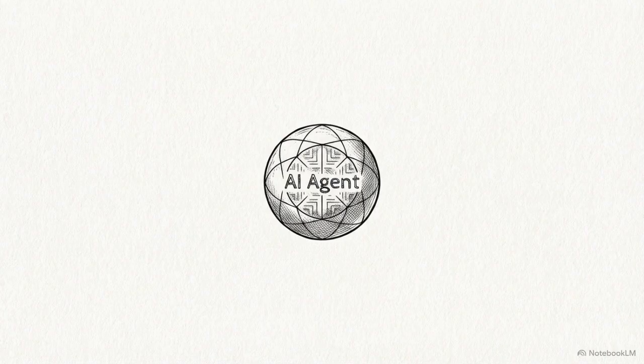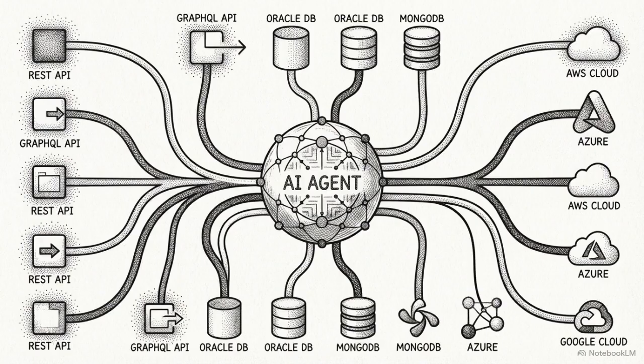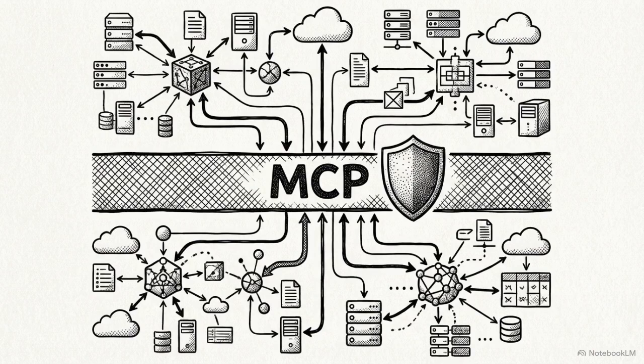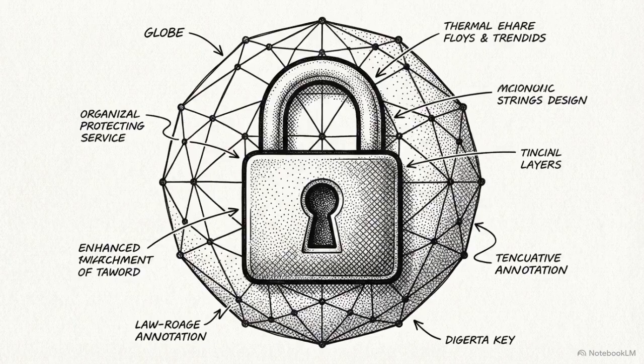AI agents are essentially isolated reasoning engines. To perform actual work, they require access to external APIs, databases, and enterprise tools. Exposing these tools directly to the models is dangerous. The industry standard solution is the Model Context Protocol, or MCP. MCP is an open standard interface designed for discovering and invoking external capabilities securely.